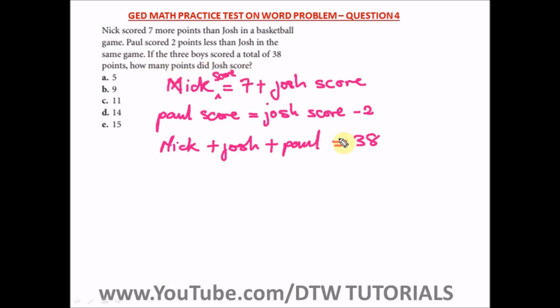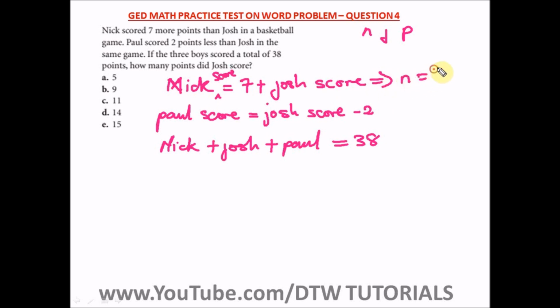Okay, so from here now, we have to manipulate. We're going to declare our variables, okay? With advice for speed and accuracy, immediately you see Nick, just declare it as N. And Josh, declare Josh as J, and Paul as P. So to simplify, this statement will be what?